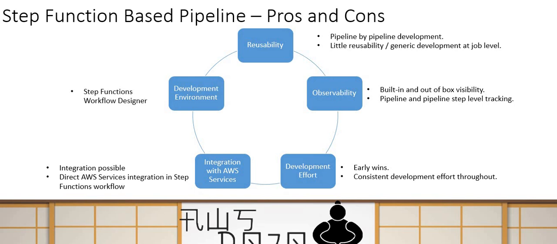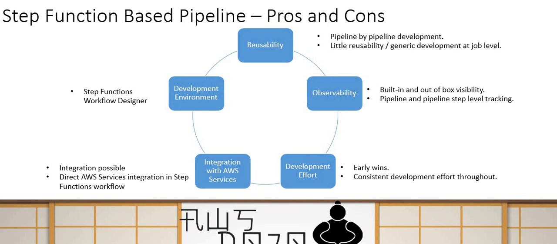And the last one, from the development environment point of view, is that you can use Step Functions Workflow Designer. This is a new UI-based tool which you can use to develop your pipeline. In fact, I'm going to use this tool today. When you create a state machine workflow in Step Functions, it is at the end of the day a JSON document. So feel free to write your own JSON document. But if you like a GUI and drag-and-drop kind of approach, then you can use Workflow Designer in Step Functions to create the pipeline.